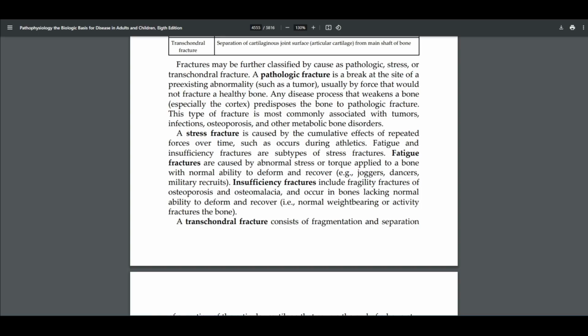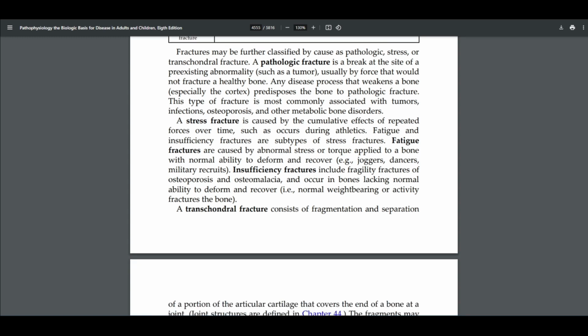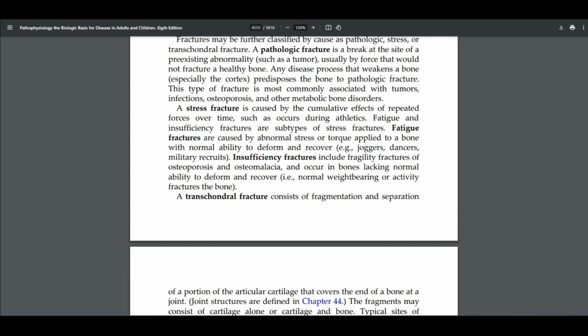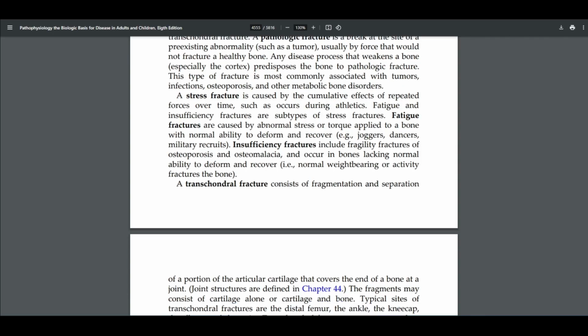A stress fracture is caused by the cumulative effects of repeated forces over time, such as occurs during athletics. Fatigue and insufficiency fractures are subtypes of stress fractures. Fatigue fractures are caused by abnormal stress or torque applied to a bone with normal ability to deform and recover. Insufficiency fractures include fragility fractures of osteoporosis and osteomalacia and occur in bones lacking normal ability to deform and recover.